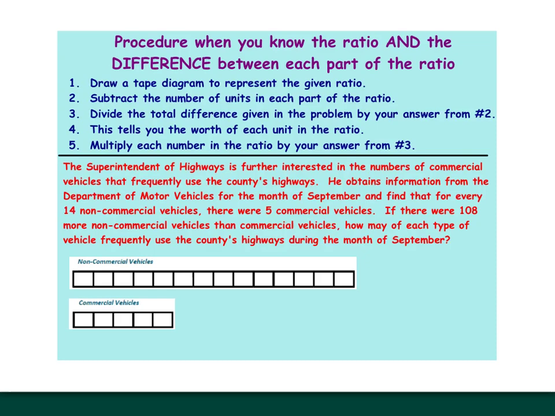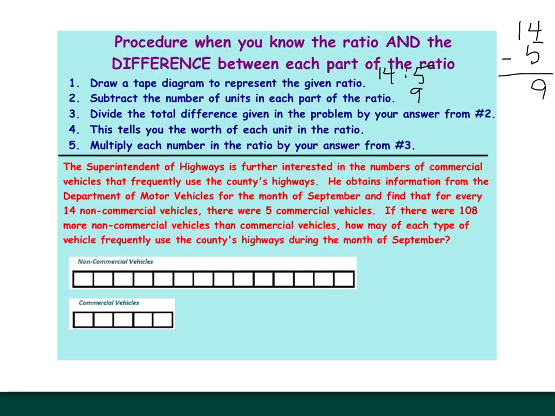So I've created a tape diagram to represent the given ratio of 14 to 5 that I found. Notice I have 14 boxes for non-commercial vehicles and 5 boxes for commercial vehicles. What I want to do then is subtract the number of units in each part of the ratio. So my 2 parts of the ratio are 14 and 5. If I subtract those 2 parts, I get an answer of 9. Then it tells me to divide the total difference.